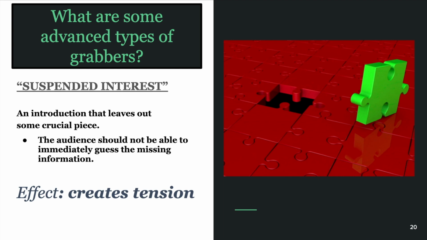And what that suspended interest does is it creates tension. You create a situation where the audience wants to know that missing piece of information, so you've drawn them into your speech, and you will then provide that missing information, which could be an extraordinarily effective way to begin your speech.